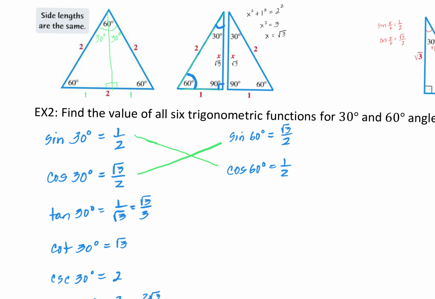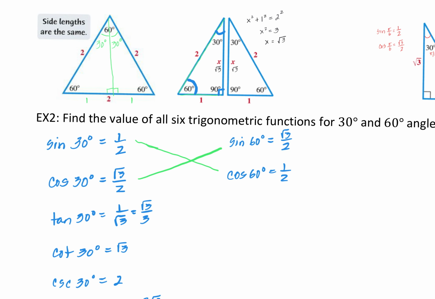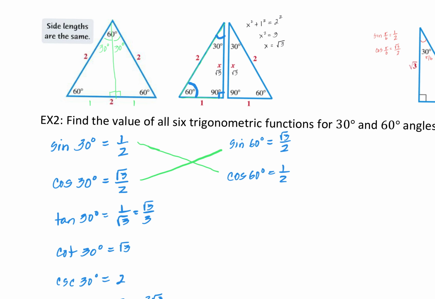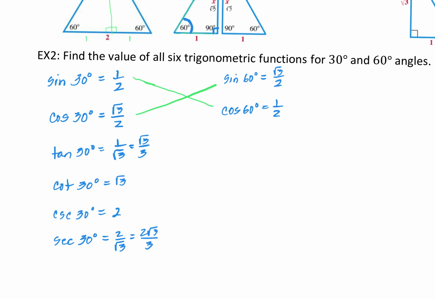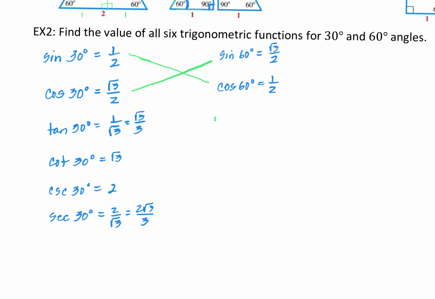If we look at tangent with respect to 60, it's going to be opposite, which is square root of 3 over adjacent, which is 1, and that's cotangent. So I want blue. Tangent of 60 degrees is going to be square root of 3. And then when we look at cotangent of 60 degrees, it's going to be 1 over square root of 3. Rationalizing gives me square root of 3 over 3. Exactly what I expect because these guys are cofunctions.